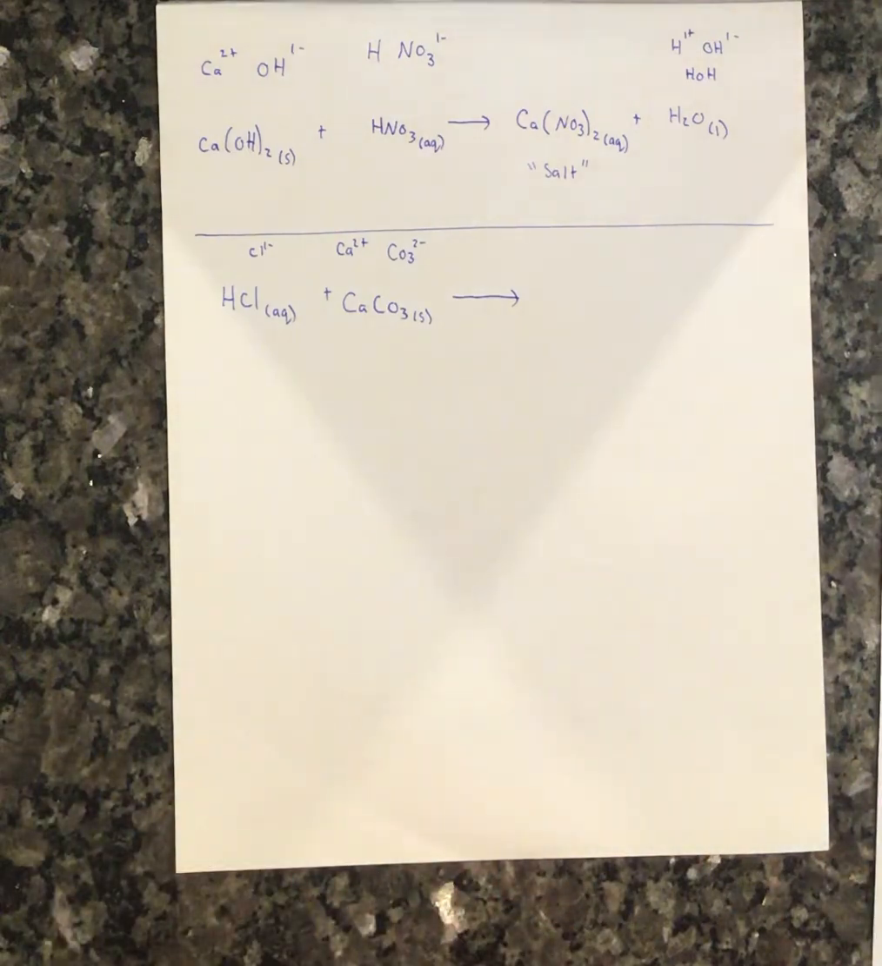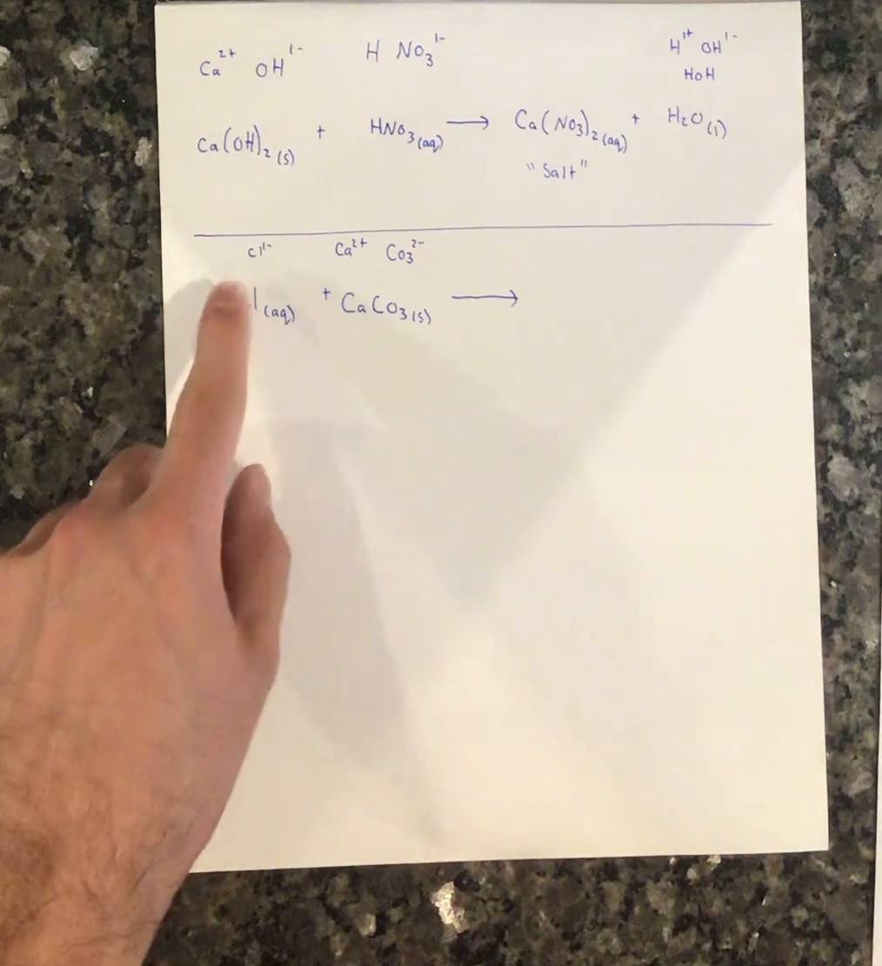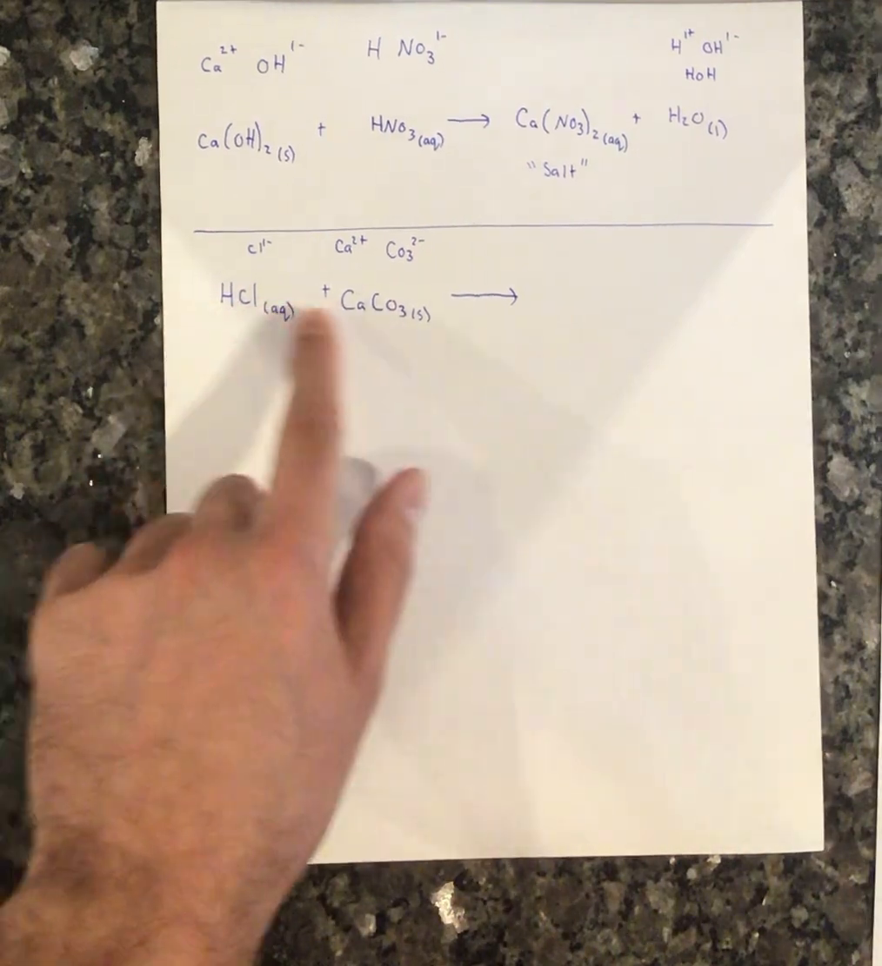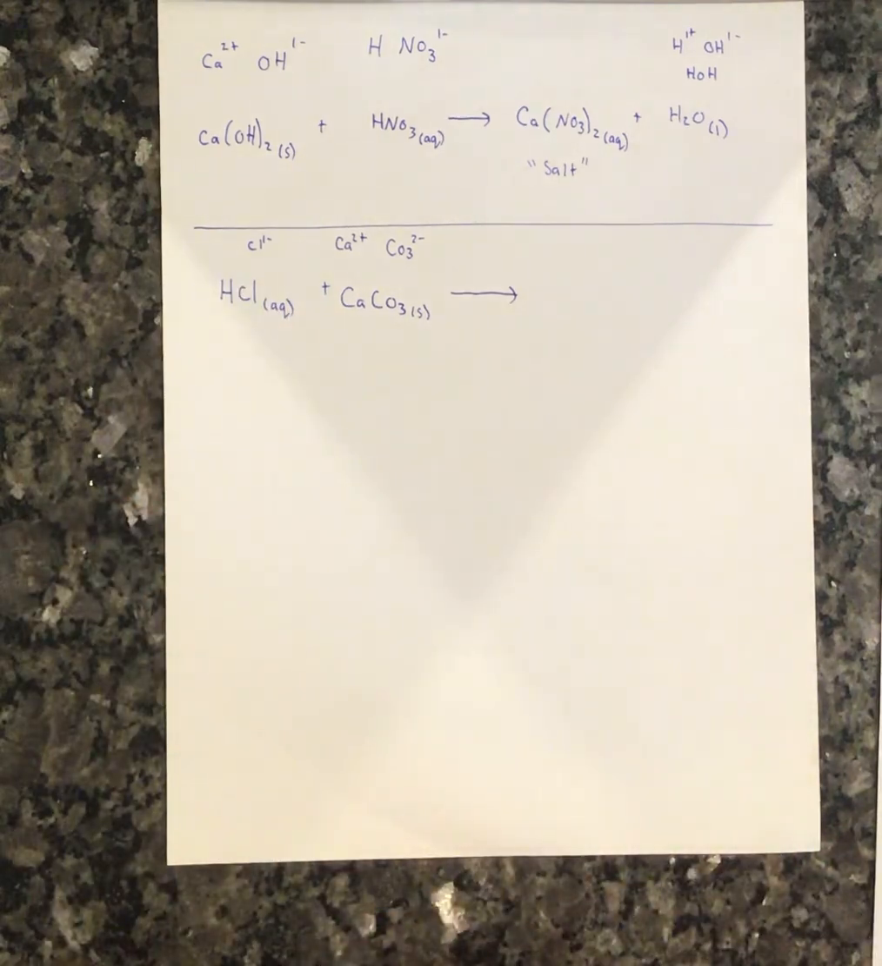Now, if you don't remember that a carbonate does this or a hydroxide does that, all you need to remember is just to do your double displacement. So hydrogen is switching with calcium. Hydrogen is going to go with the carbonate, calcium goes with the chlorine. If you remember that, everything should work itself out.